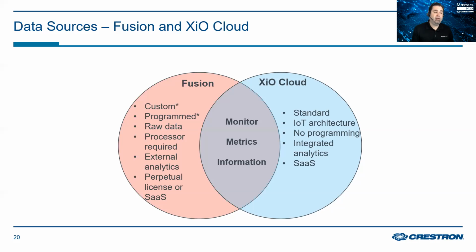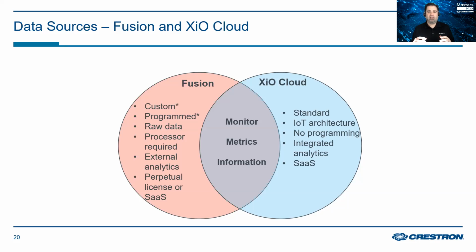Whereas Xio Cloud is just basically standard. You're going to get an Xio Cloud compatible piece of hardware. It's going to talk to the cloud and it's going to report what it reports. You don't have to program a thing. You just have to claim it into the cloud. And at the firmware level, it's going to do what it does with Xio Cloud. It is based on an IoT architecture, and I'll illustrate that in a minute. Like I mentioned, no programming, and it has integrated analytics. So it's got dashboards built right into the tool.